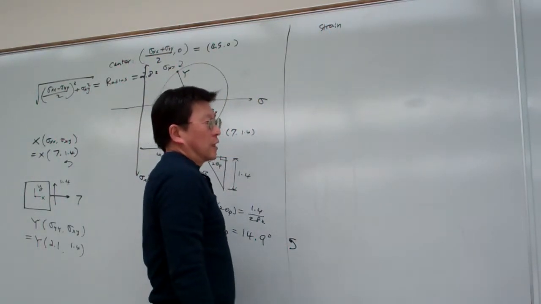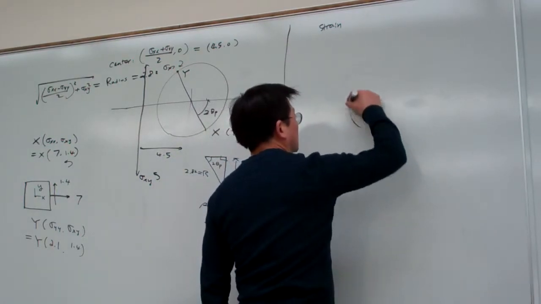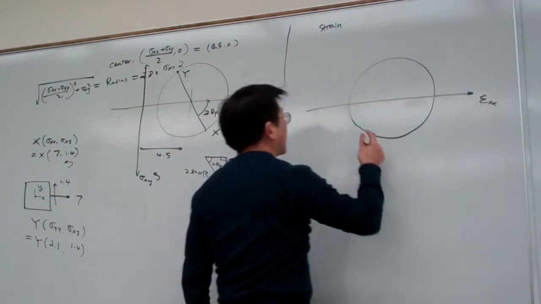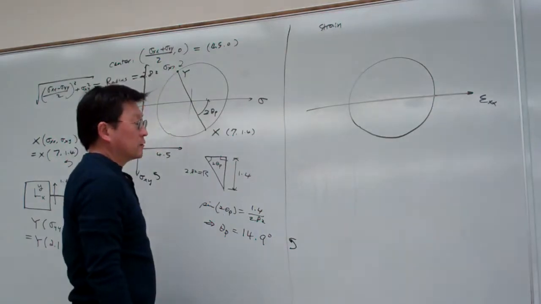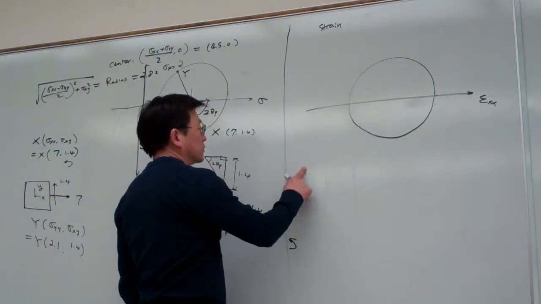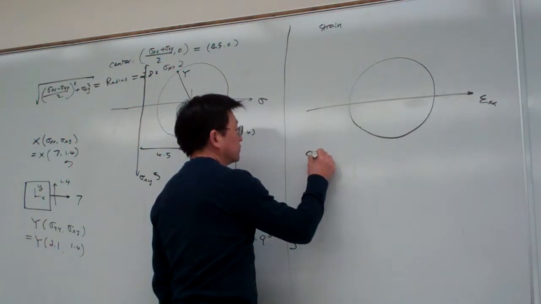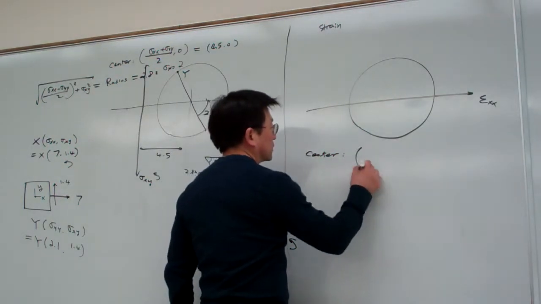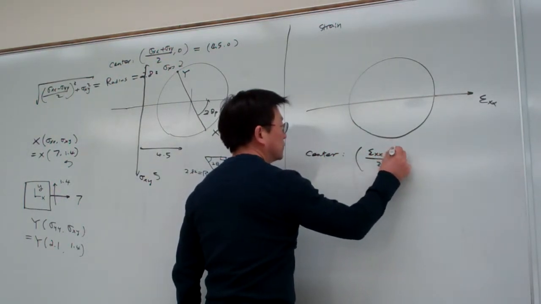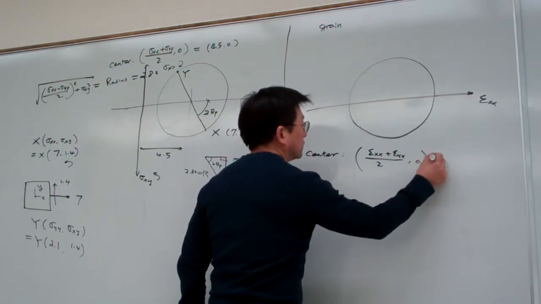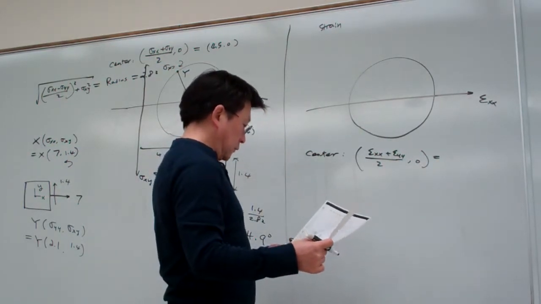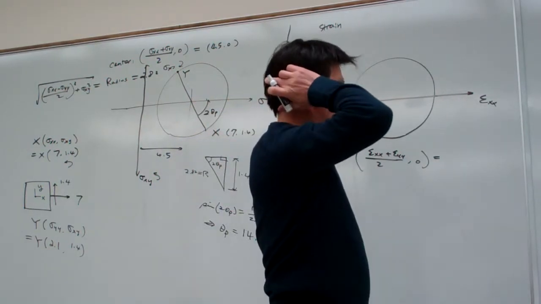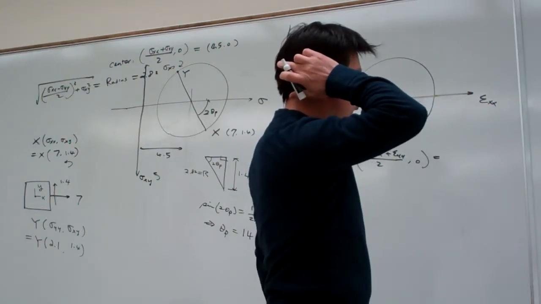here is the quick summary. So again, for strain, that is a circle here, and this is the normal strain. And now I want to determine the vertical axis for shearing strain. So for the calculation, the center is in a similar pattern to the stress: the average of the normal strain and 0. How much?